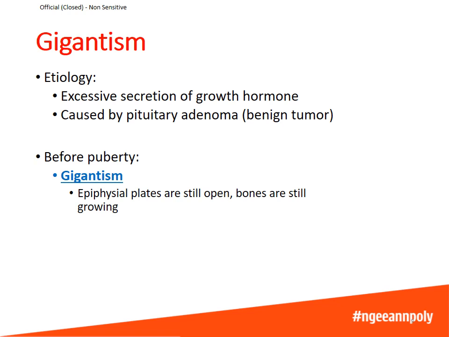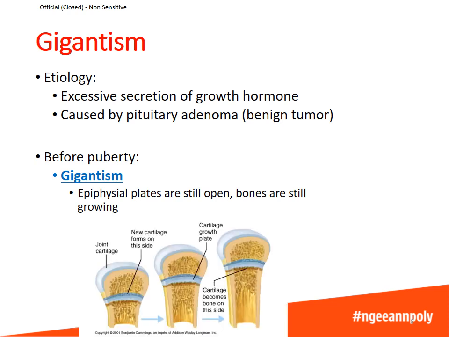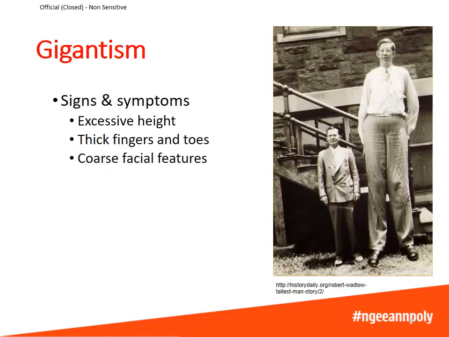If you recall from anatomy and physiology, the ends of long bones have a layer of cartilage called epiphyseal plates. The cartilage acts as a template for new bone to grow. Since bones can grow longer during childhood, excessive growth hormone will result in the person being very tall. Some parts of the body may be larger in proportion to other parts. For example, the person may have thick fingers and toes or coarse facial features.